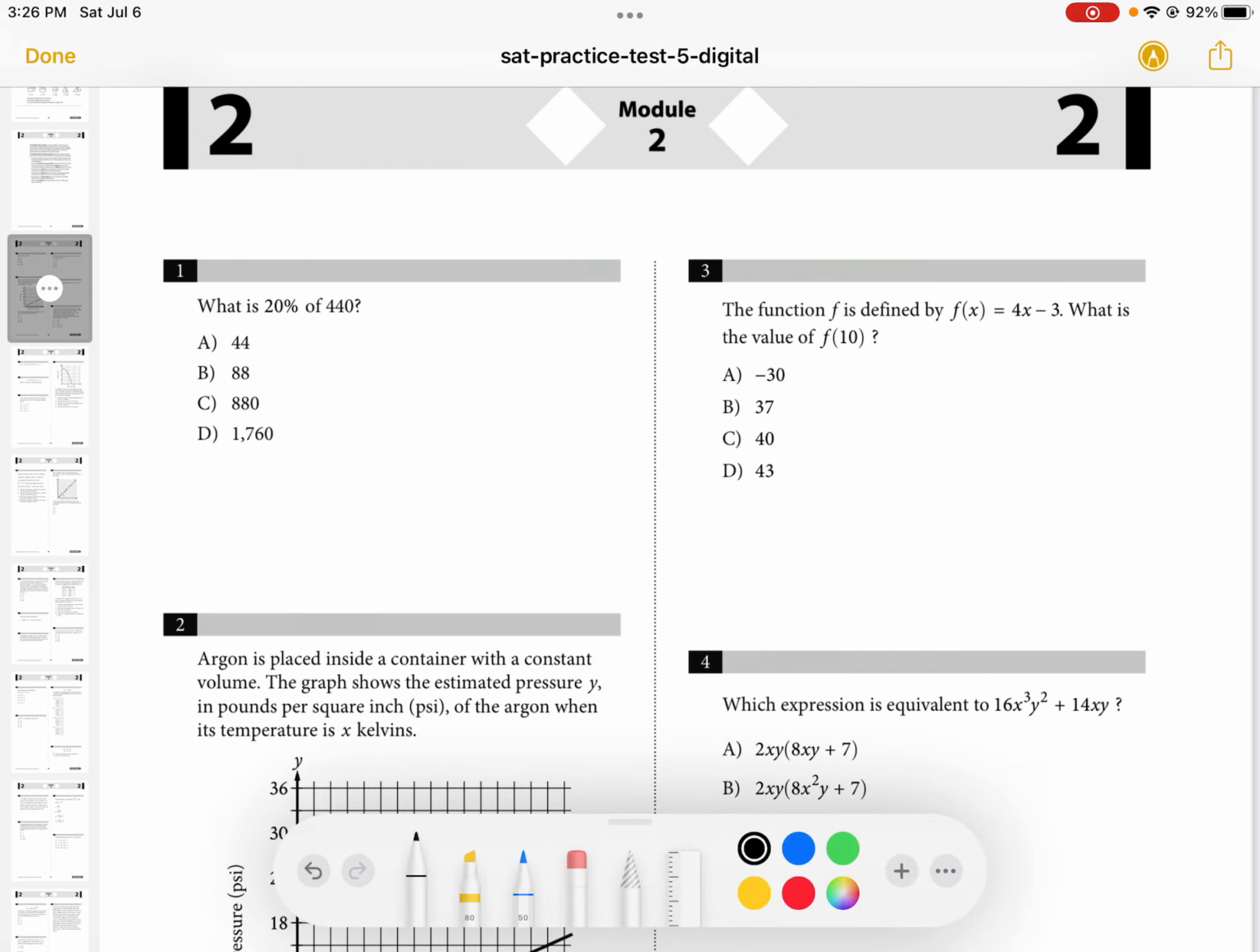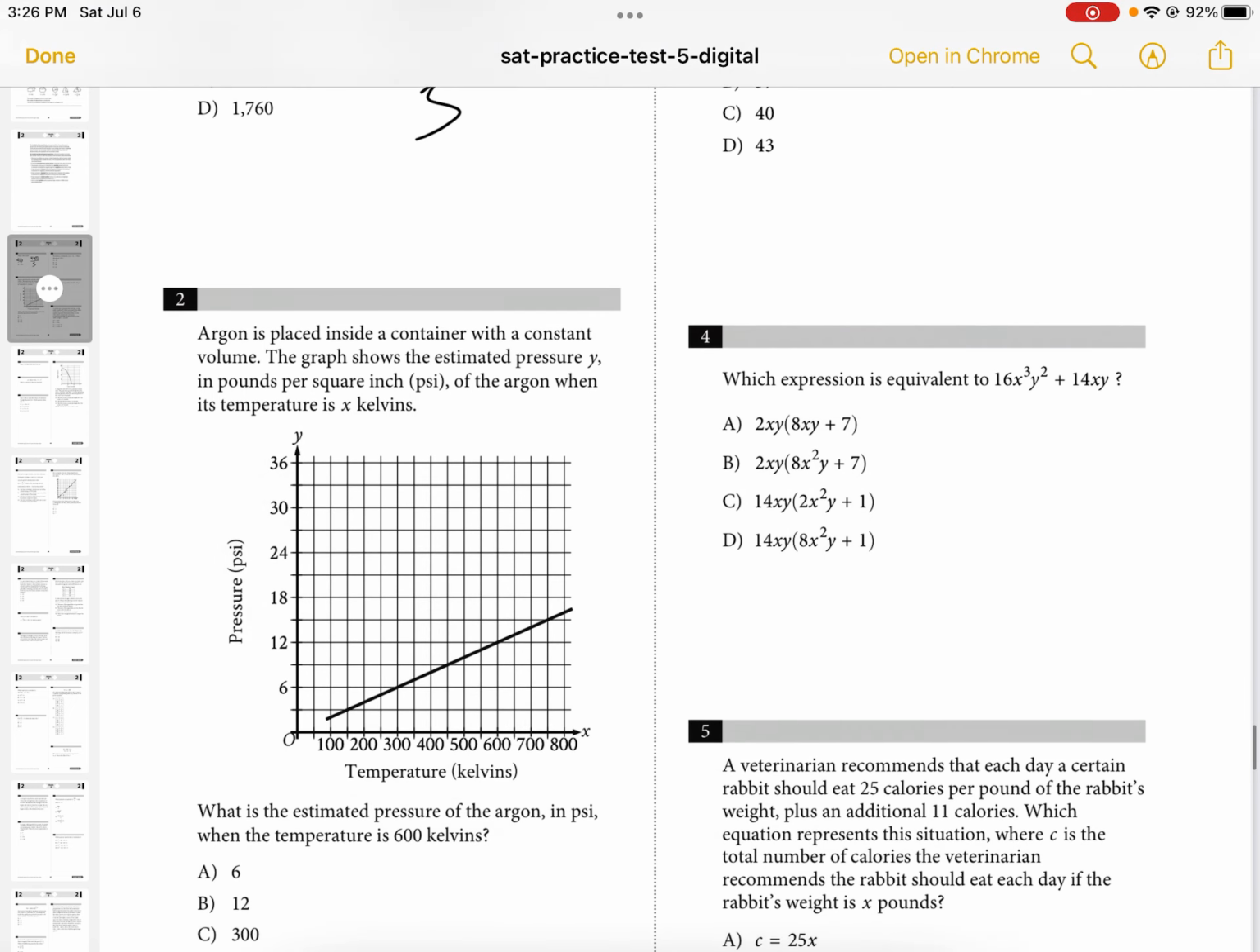Okay, 20% of 440 is just 440 divided by 5, that's 88. Let me do that a bit better. Yep, okay. Next question. Argon is placed inside a container with a constant volume.